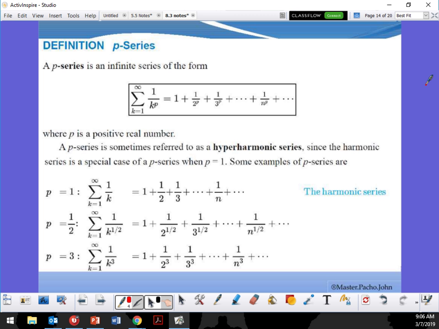So the harmonic series, okay, where p is a positive real number, a p-series sometimes refers to a hyperharmonic series. Since the harmonic series is a special case of a p-series when p equals 1, some examples of p-series are right here. So now to the exponents here, and we'll figure out what they mean in a moment, okay?